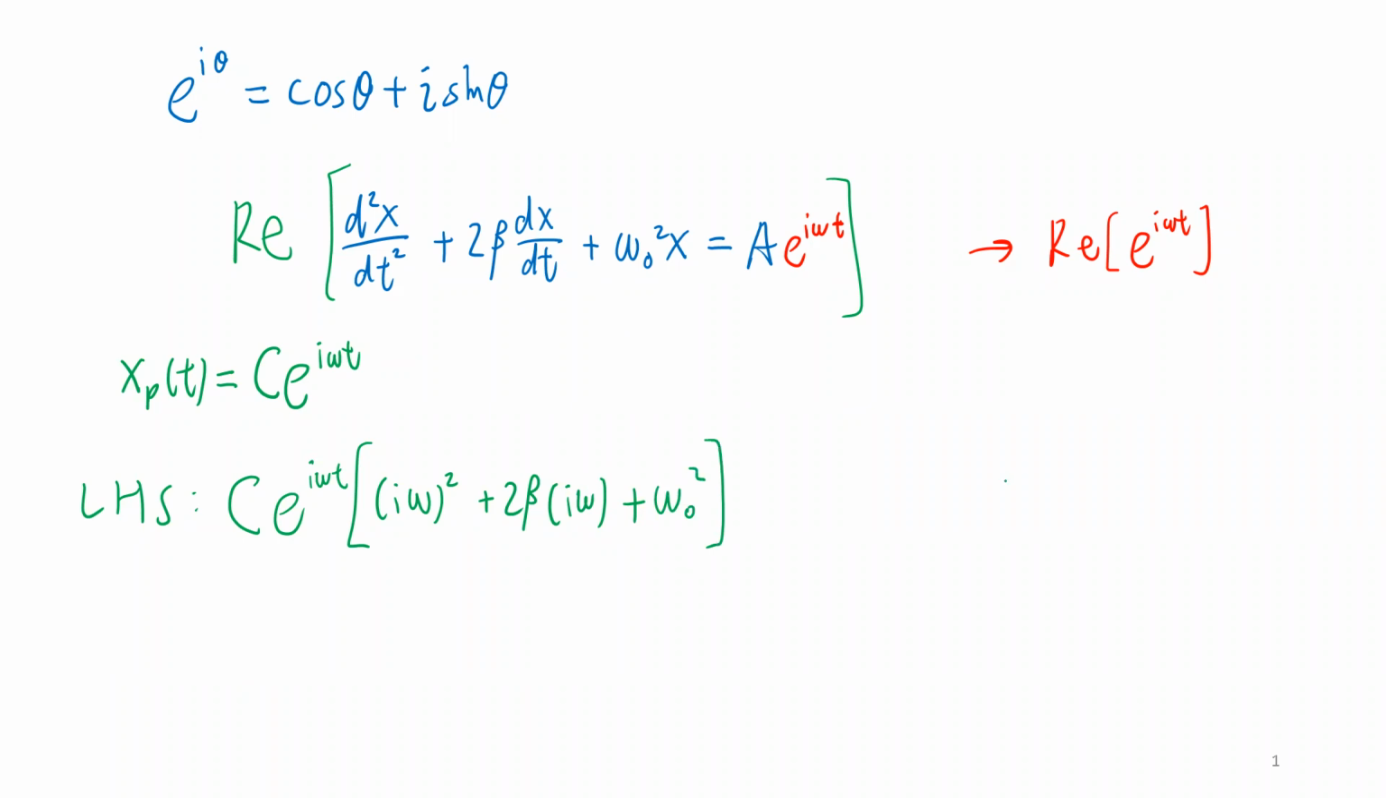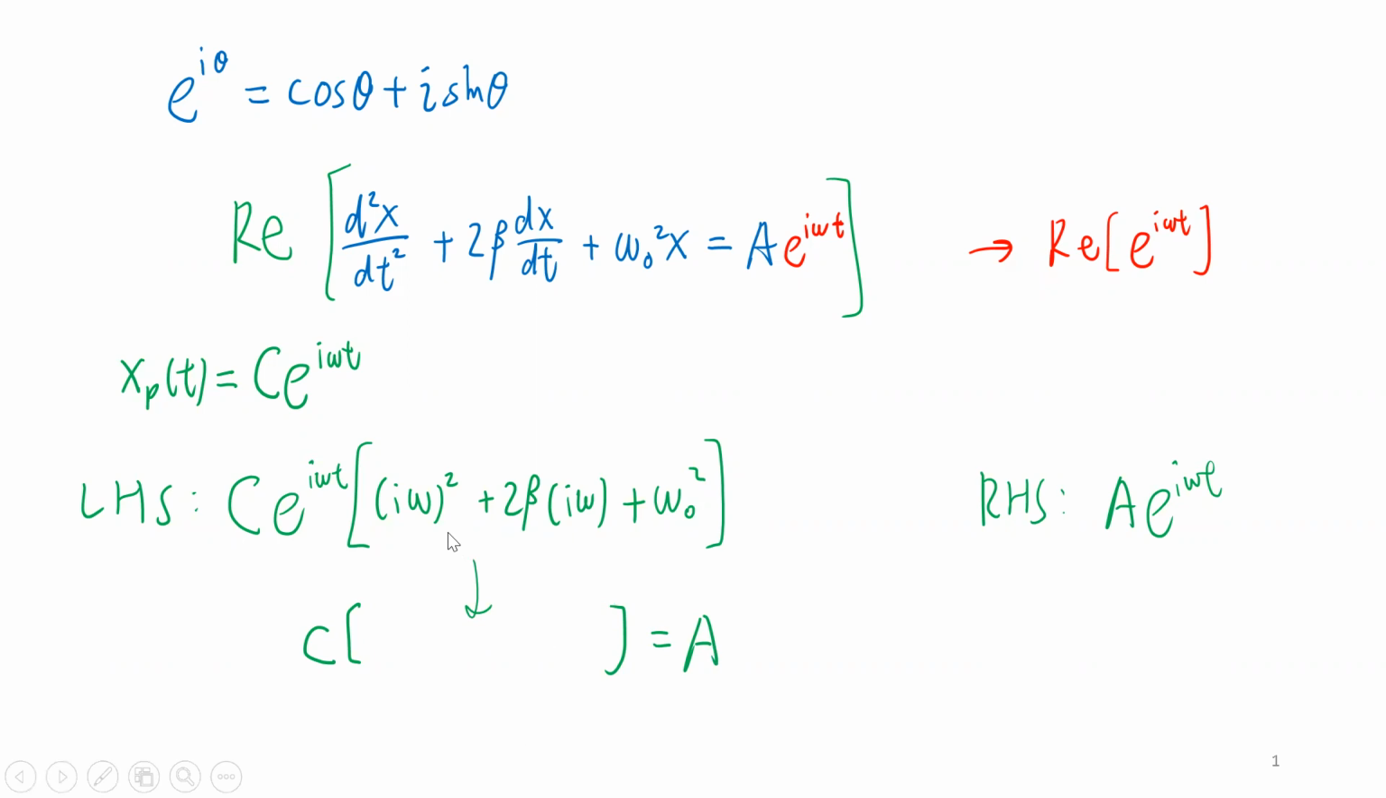So then, of course, the right-hand side is just simply A e^(i omega t). So now you are going to equate the left-hand side and the right-hand side. That means what you have is C times this whole thing here equals A. And that means the C has to be A divided by this whole term here.